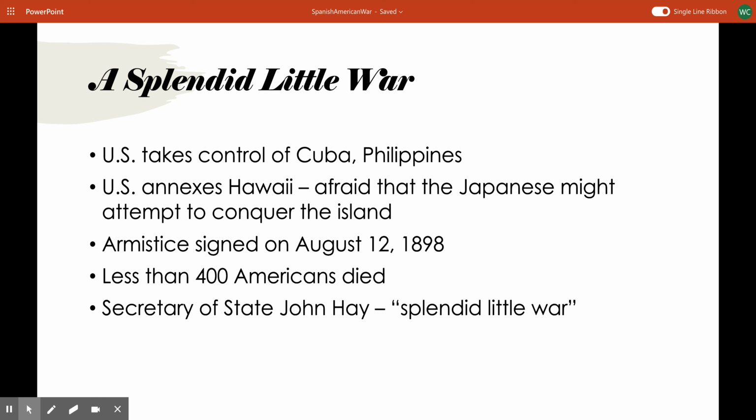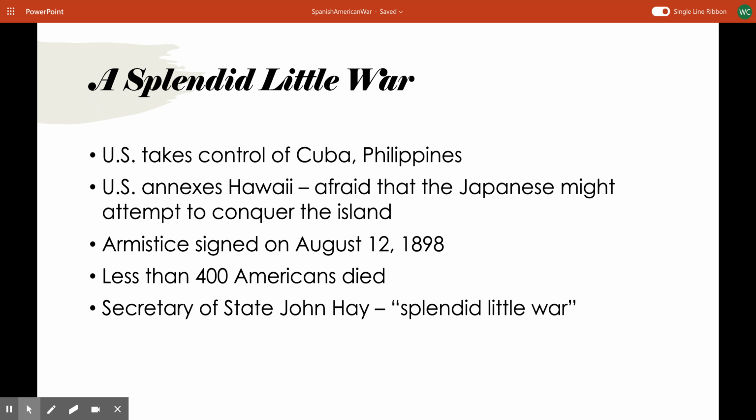So, Spain was very weary from the war. They were losing. They were tired. They weren't really a match for the American forces, and they signed an armistice, which is an agreement to stop the fighting, on August 12th, 1898. By the end, fewer than 400 Americans had died, and that's what caused the Secretary of State at the time, John Hay, to declare the conflict a quote unquote splendid little war.